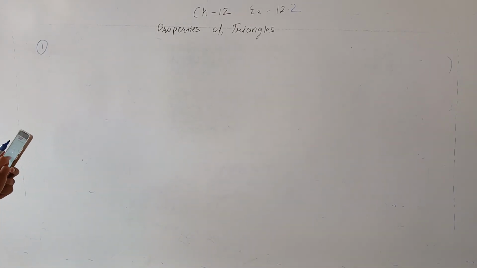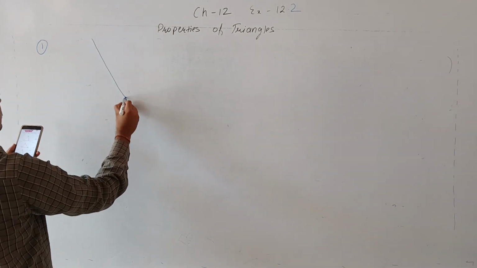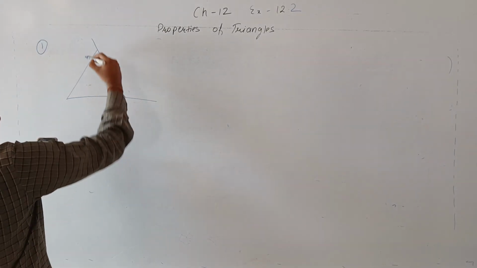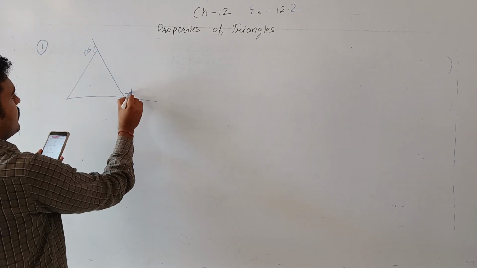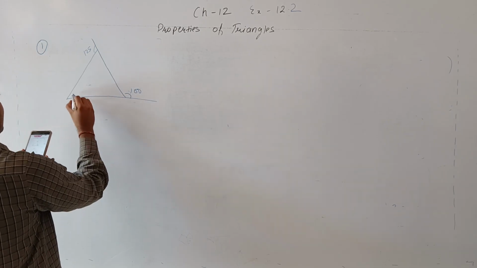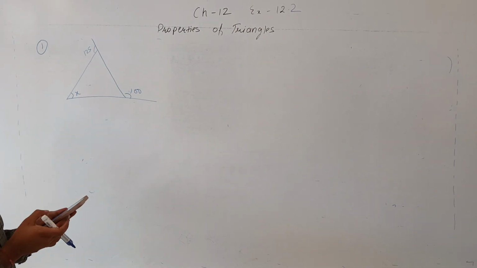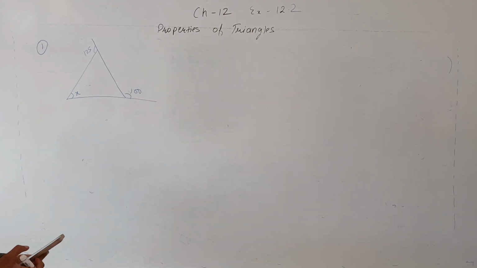So a triangle is given. This angle is given as 125, this angle is given as 100, and this angle is given as x. And we have to find the value of x.